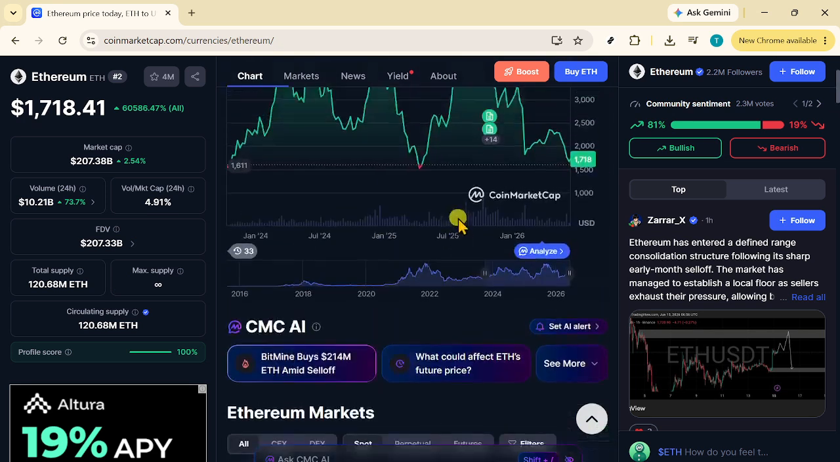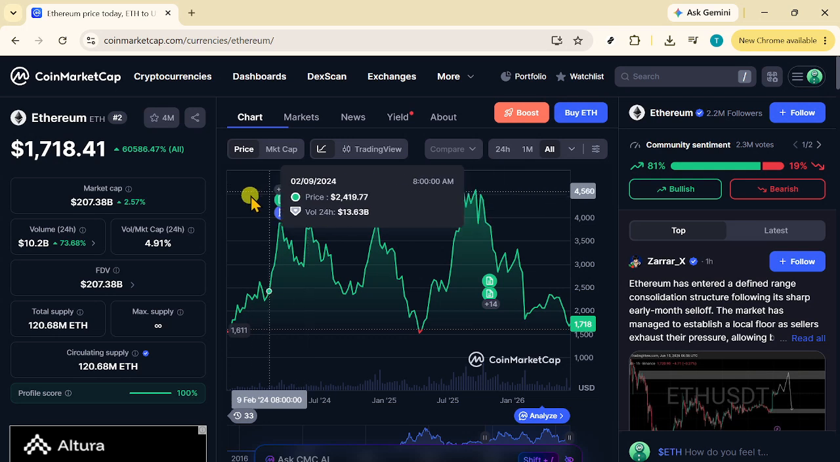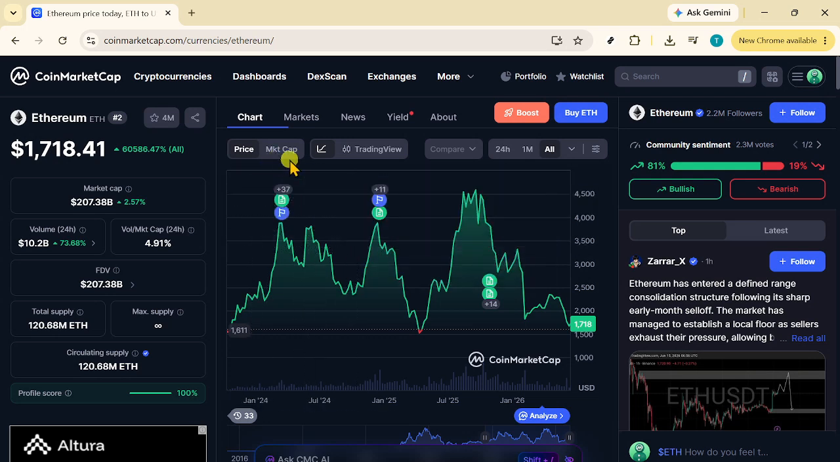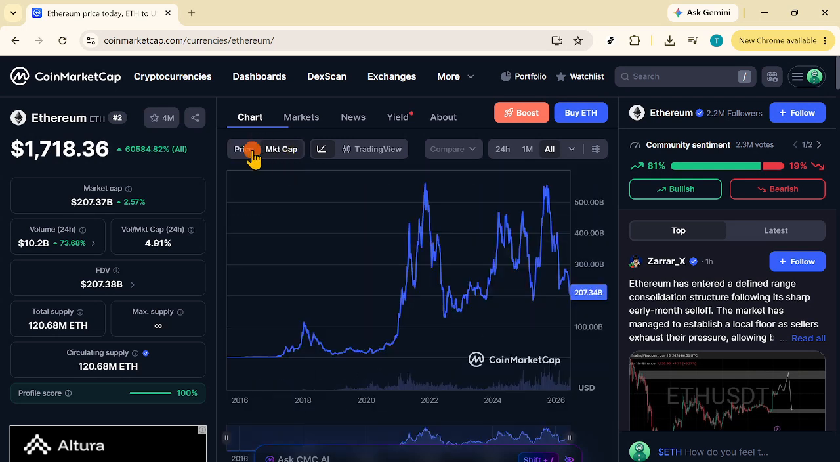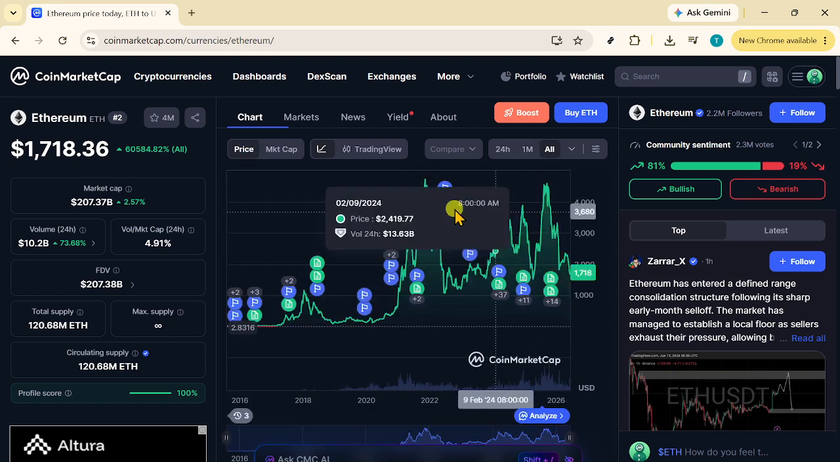That's the basic process for using CoinMarketCap for crypto research. With a few minutes of careful review, you can build a stronger foundation for making informed decisions.